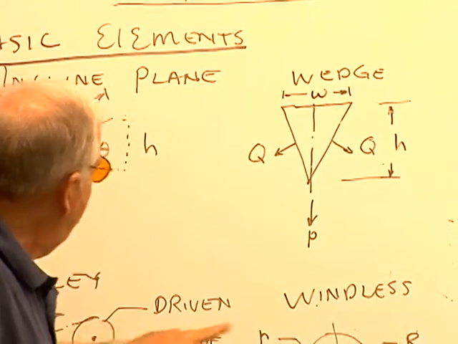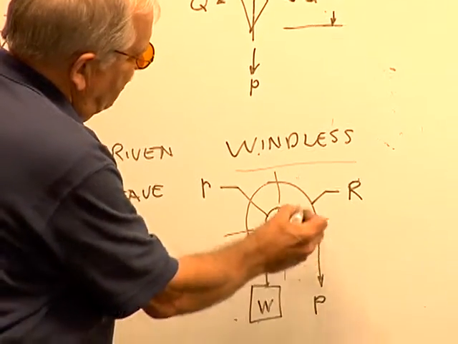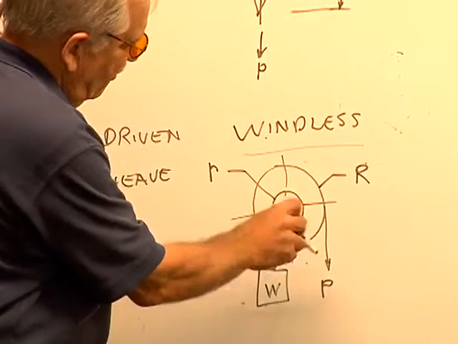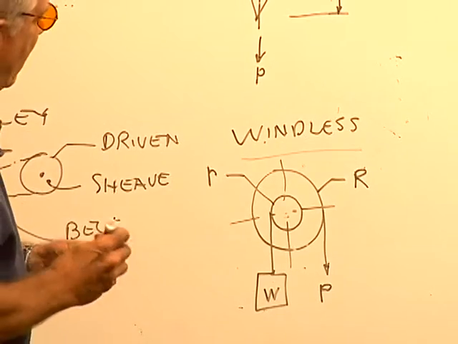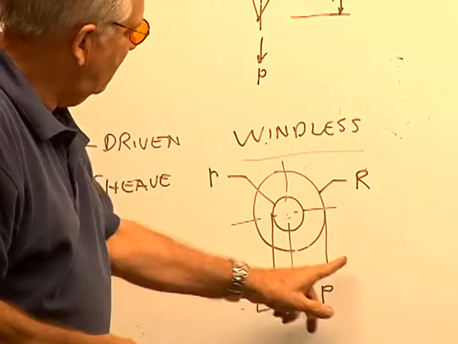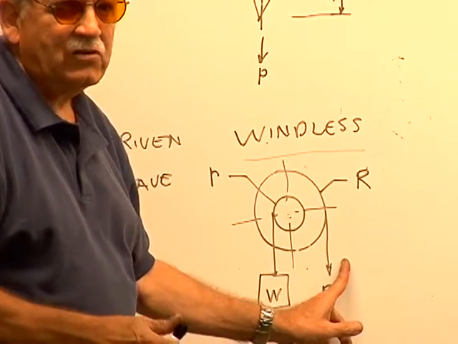This particular pulley situation is called a windlass. And the windlass has the two sheaves on one center so that they act on the same center, but the weight is mounted on a smaller pulley, and the force of the pull is on the larger pulley.